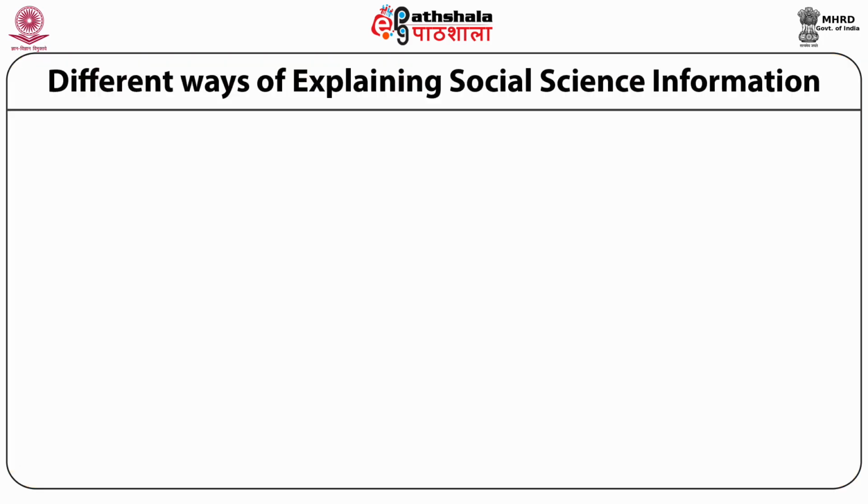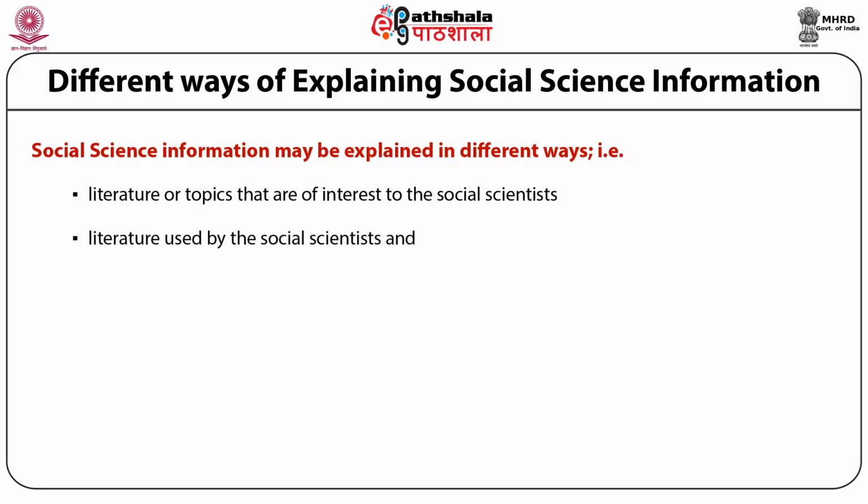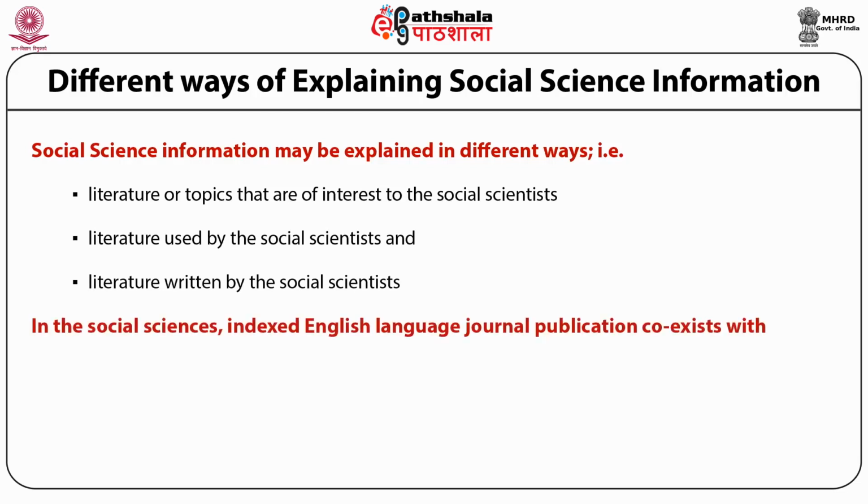There are different ways of explaining social science information. Social science information may be explained, for example, as literature or topics that are of interest to the social scientists. Secondly, literature used by social scientists. And thirdly, literature written by social scientists. In the social sciences, indexed English language journal publications coexist with books, literature published locally, and non-scholarly literature.